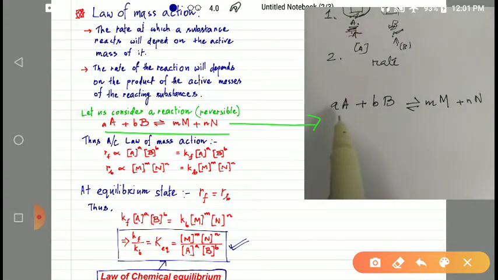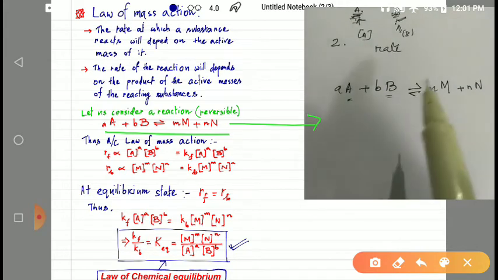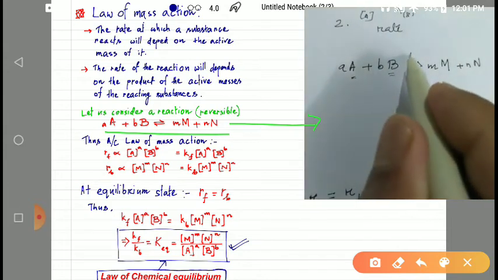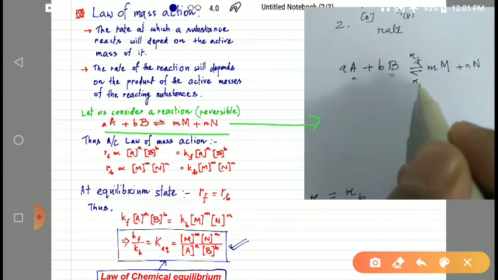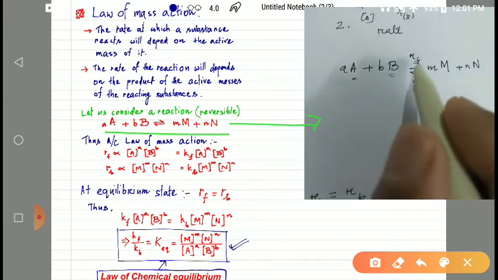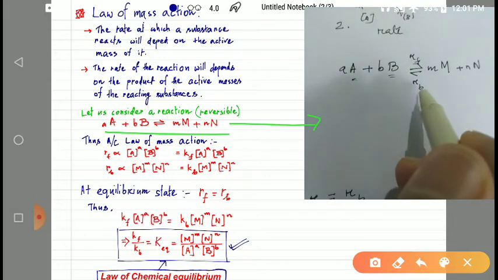Okay, so let's suppose the active mass of this one is [A] to the power a, and this one is [B] to the power b, concentration. According to the law of mass action, let's suppose this is the rate of forward reaction and this is your backward reaction. Forward reaction rate and backward reaction rate. Rf represents the forward rate, Rb represents the backward rate.